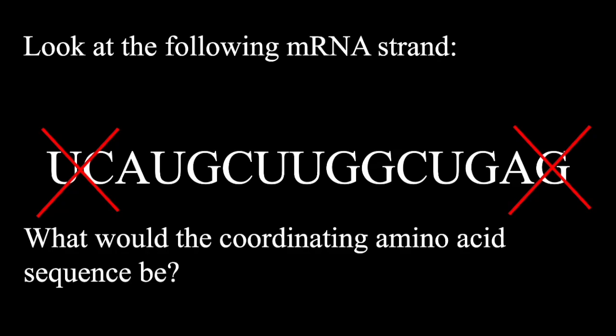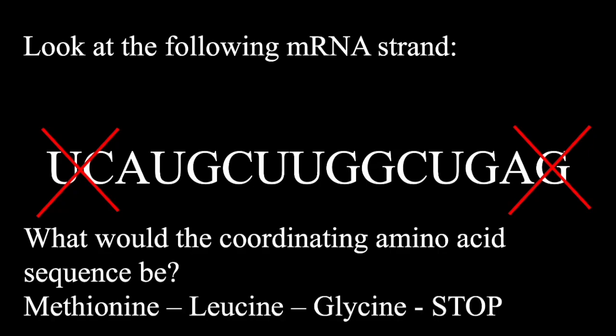Once you do so, we can break these codons, these base pairs, up by 3s, and we know that AUG codes for methionine, CUU codes for leucine, GGC codes for glycine, and then UGA is our stop codon. And then the translation will stop, and these 3 amino acids will get folded up into a protein.